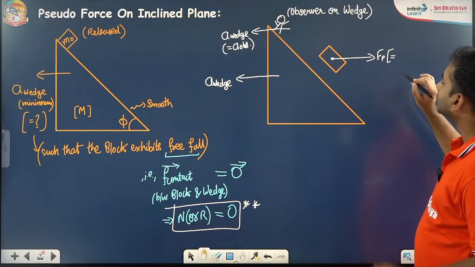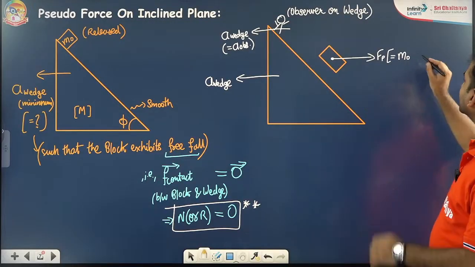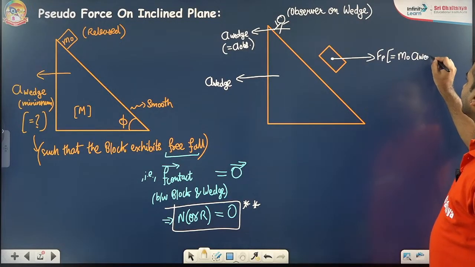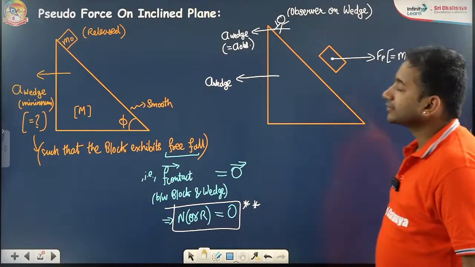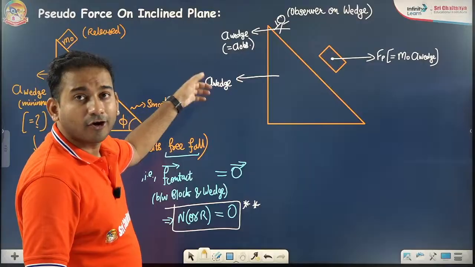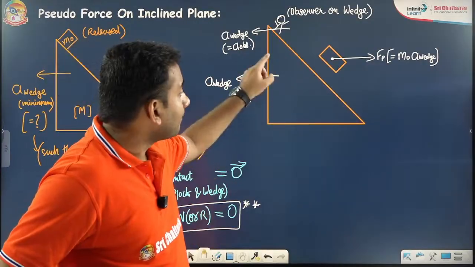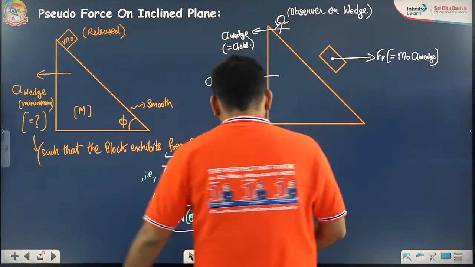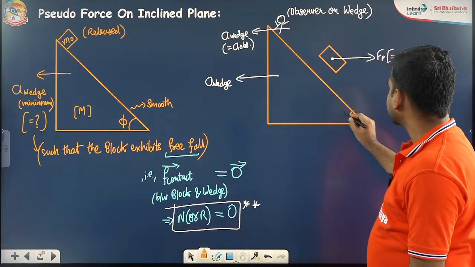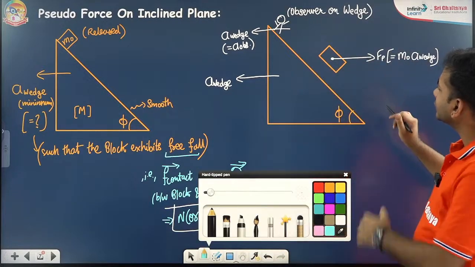It will be equal to the mass of the object, m0, times the acceleration of the wedge, a wedge. If I am an observer accelerated with the wedge, the pseudo force will act in the opposite direction, given by the mass of the object and the acceleration of the wedge. All right, this is the angle of inclination phi. Now, we can easily resolve it here.